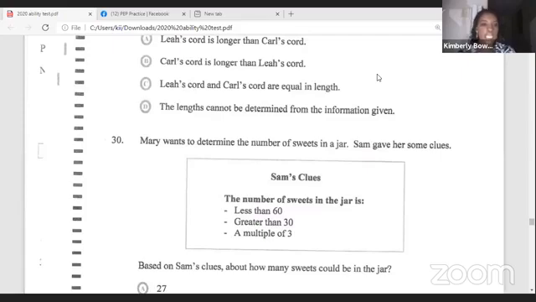Moving on to number 30. Mary wants to determine the number of sweets in a jar. Sam gave her some clues. So let's look at Sam's clues. The number of sweets in the jar is less than 60, greater than 30, and a multiple of 3. So we're looking for something in the 40s or the 50s. The number is 31 to 59, but it has to be a multiple of 3.